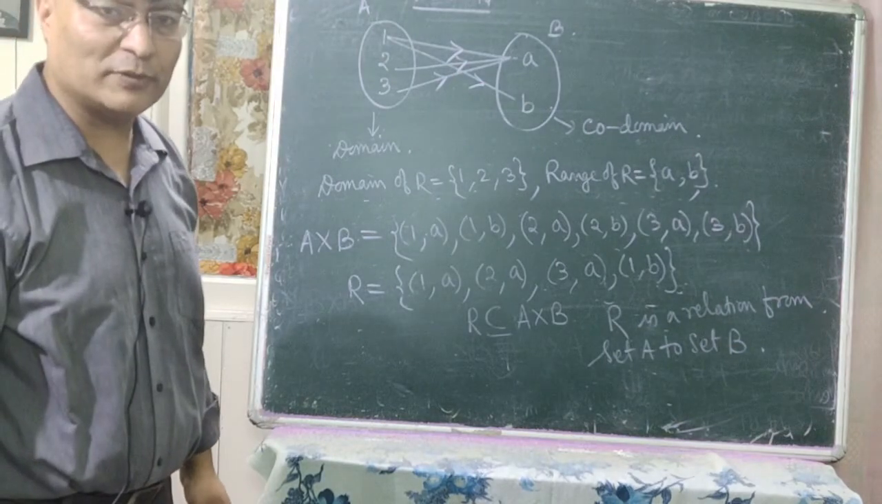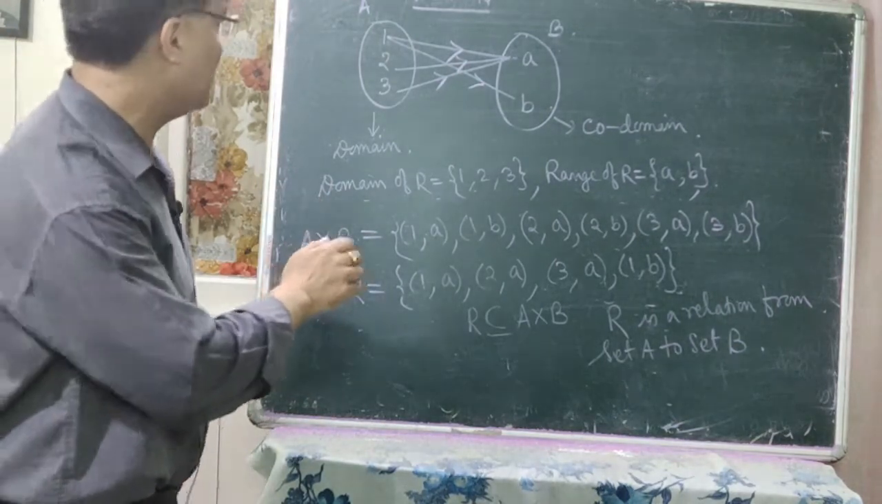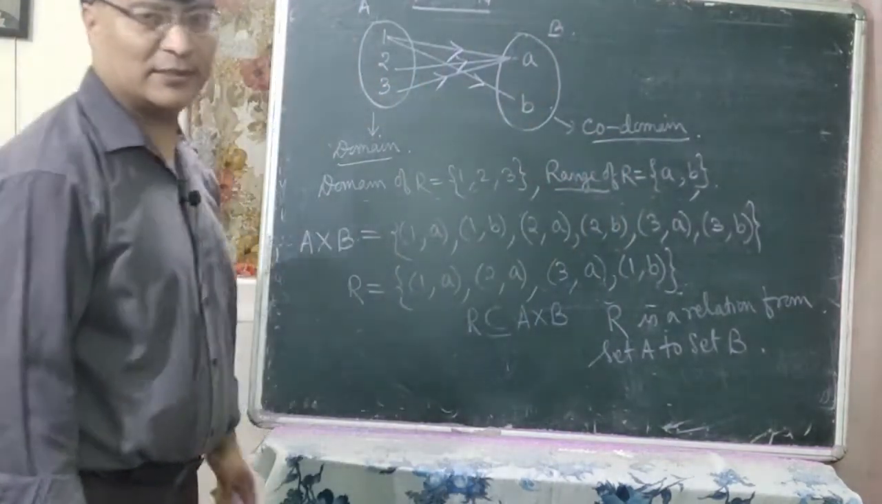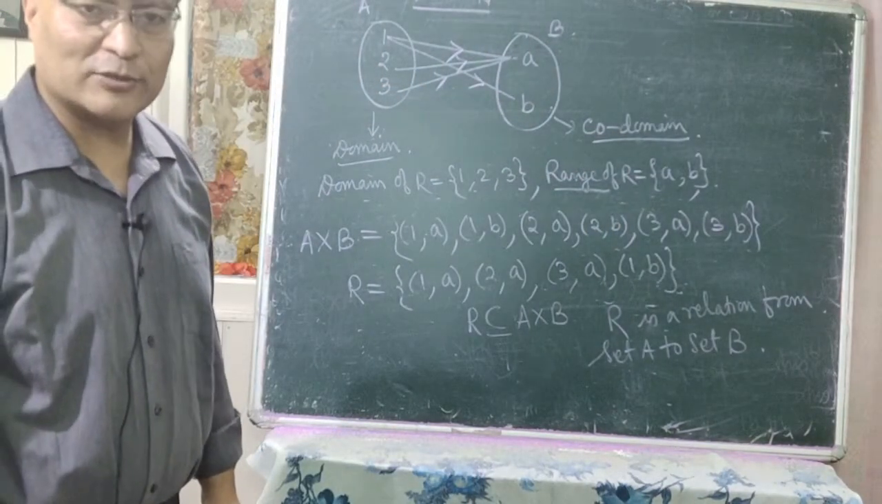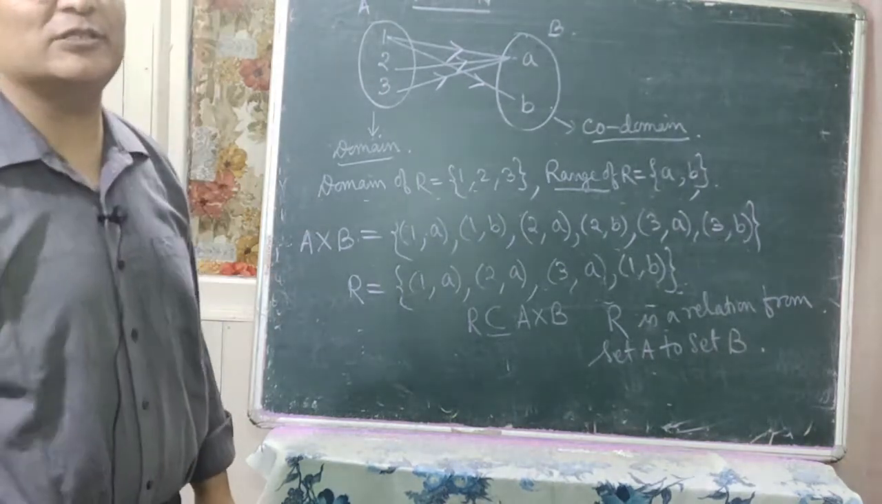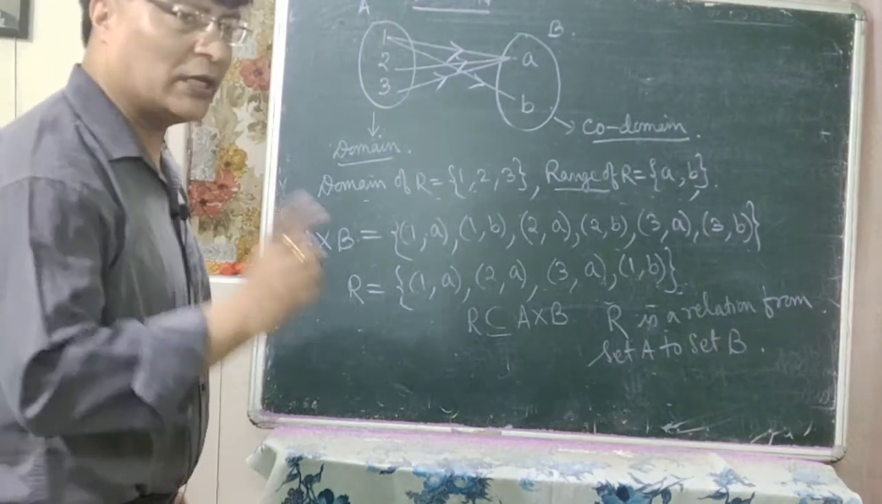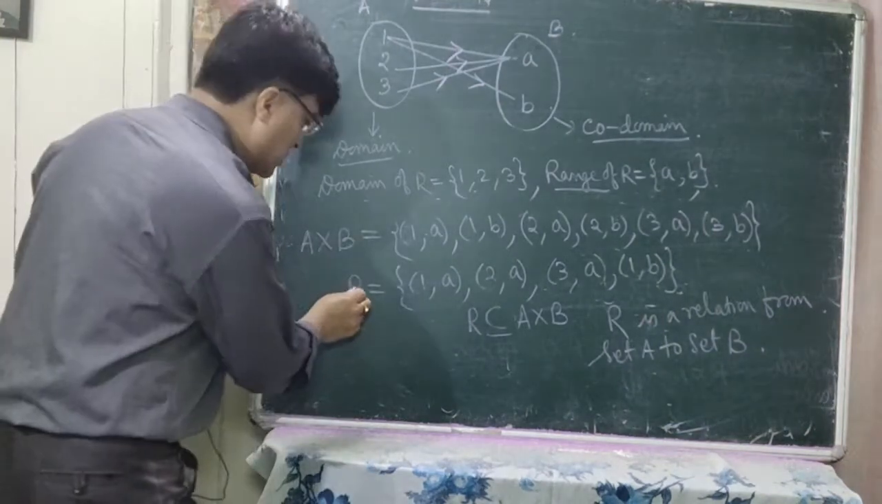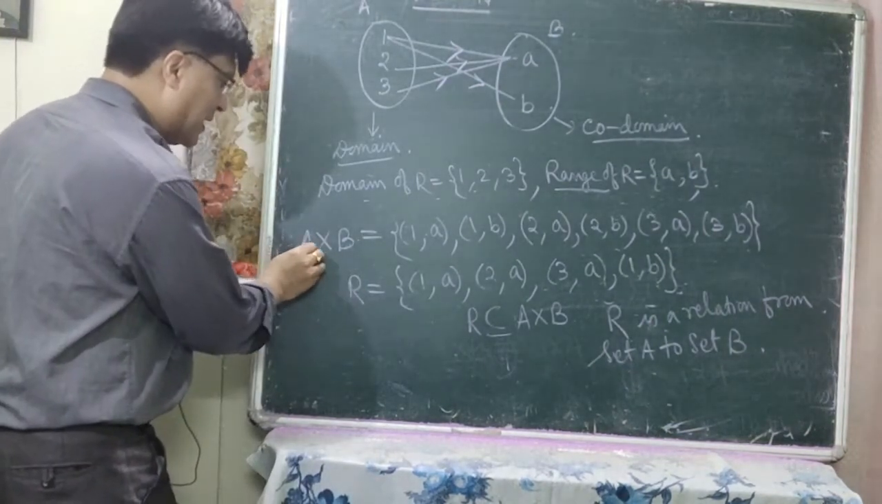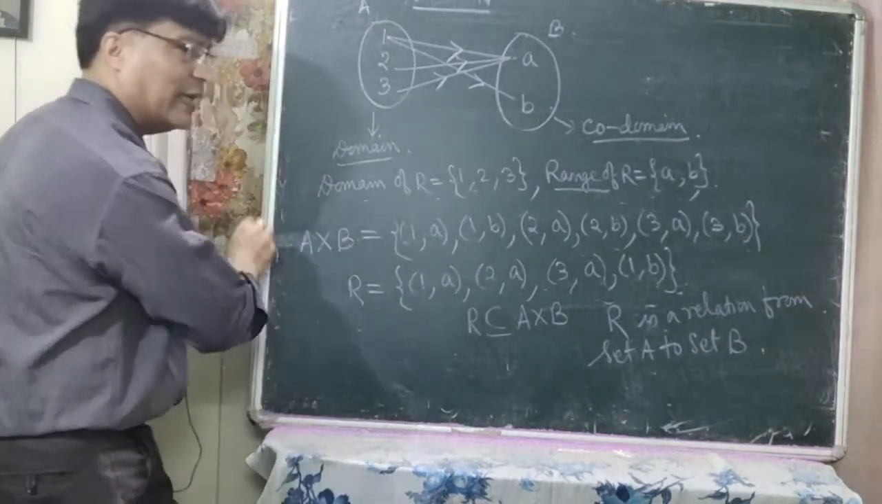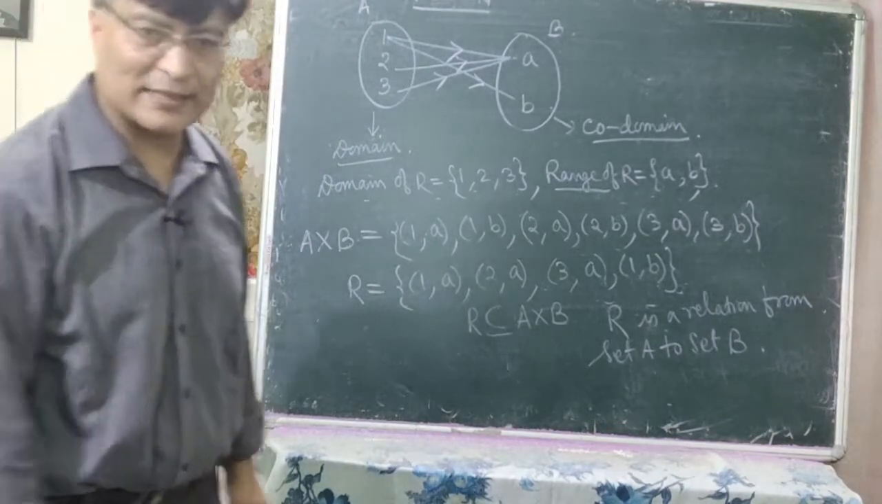Is that clear to all of you? So these are all about your domain, codomain, and range. So how can you define relation here? Now how do we define relation? Earlier I said, the relation R from the set A to the set B is defined as the subset of A cross B. Is that clear?